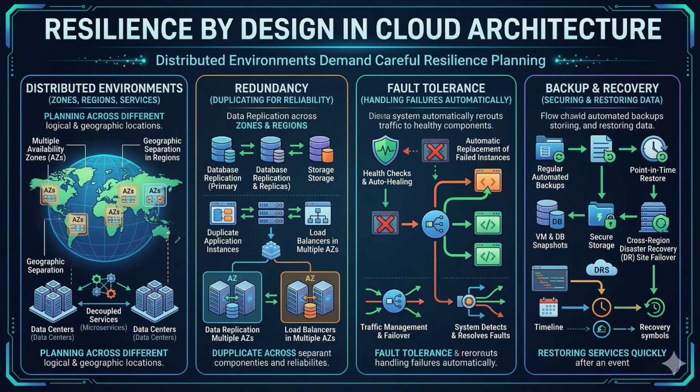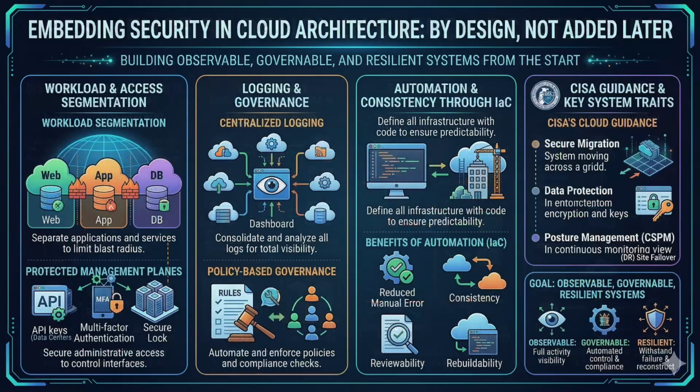Good cloud design also requires resilience. Because cloud environments are distributed, architects should plan for redundancy, fault tolerance, backup, and recovery across zones, regions, or services. Security must be embedded in that design rather than added later. That includes workload segmentation, protected management planes, centralized logging, and policy-based governance.